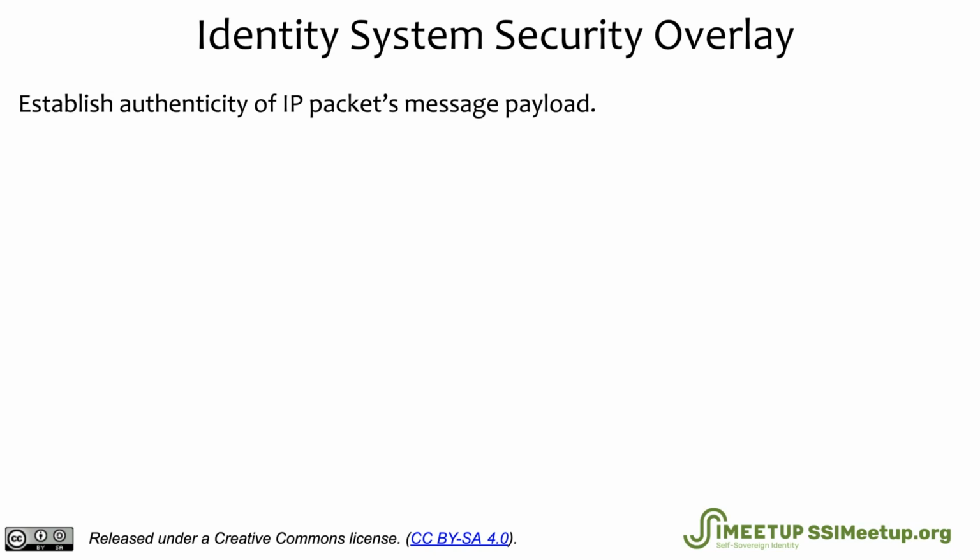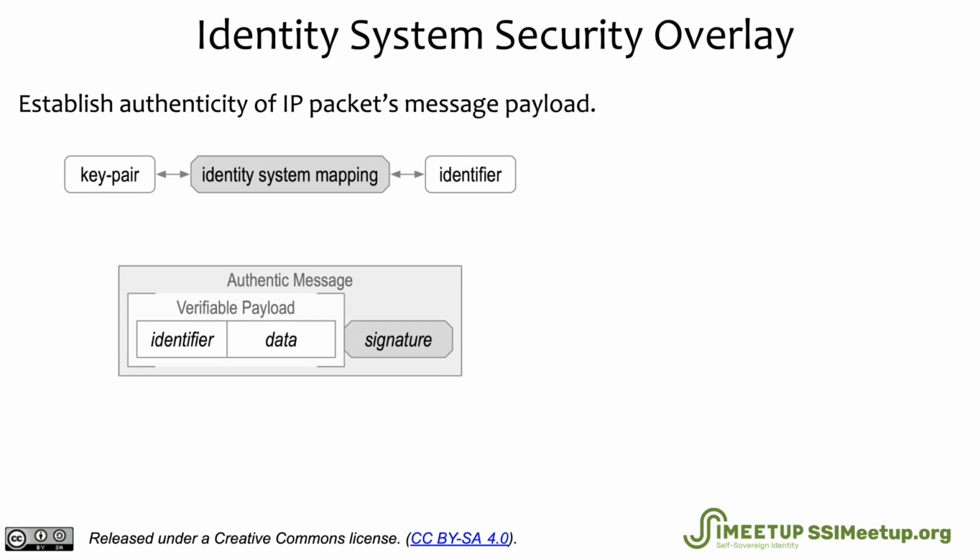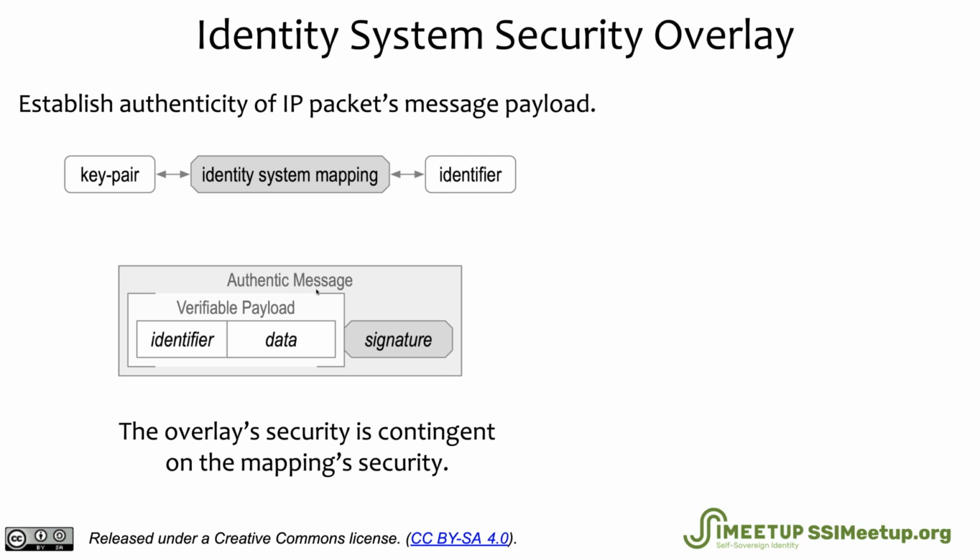So what we want to do is establish the authenticity of an IP packet's message payload. The reason is that with the internet protocol, anybody can forge the source in an IP packet, so you don't know who sent the packet. Anything along the path can substitute and forge the packet. So you have to add some sort of authenticity or authentication to the packet. The standard approach, used by pretty much every identity system security overlay for the internet, is that you have a mapping. The identity system provides a mapping between a cryptographic key pair and an identifier, and then the message itself includes this identifier, the data, and then a signature using the key pair that you can then verify to determine if the message is authentic.